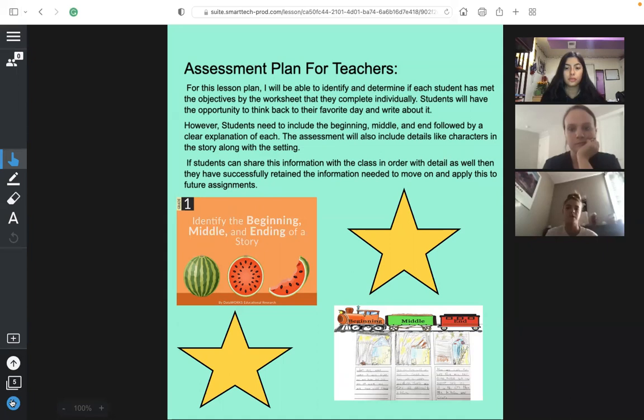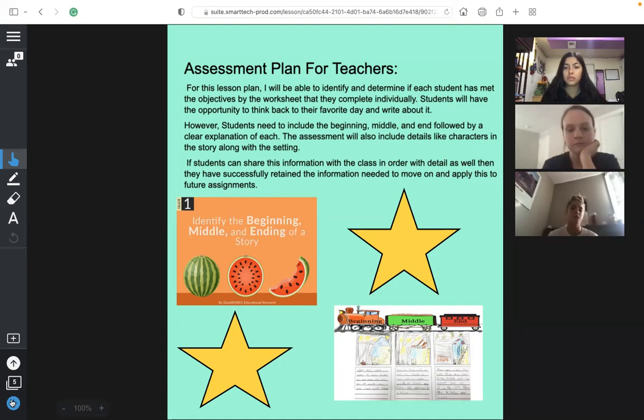Students will have the opportunity to think back to their favorite day and write about it in the template. But students need to include beginning, middle, and end, followed by a clear explanation of each. The assessment will also include details like characters in the story, along with the setting.